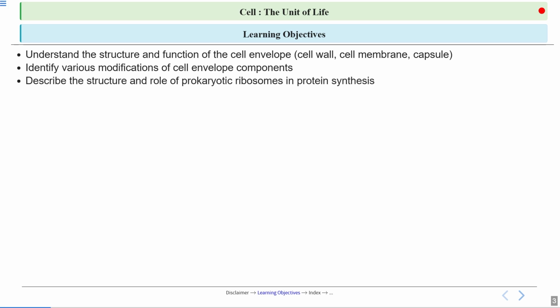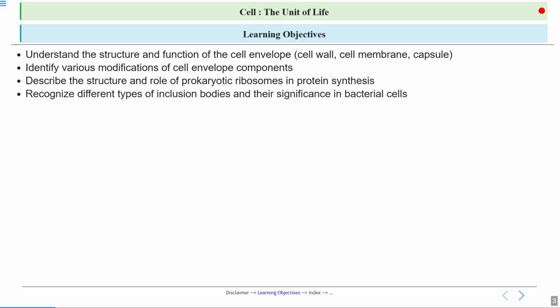Then we'll also describe the structure and role of the prokaryotic ribosomes in protein synthesis. We all know that prokaryotes and eukaryotes have different ribosomes. Here we'll be talking about polysomes, when multiple ribosomes attach to the messenger RNA. Then we will recognize different types of inclusion bodies, and what is their significance in bacterial cells?